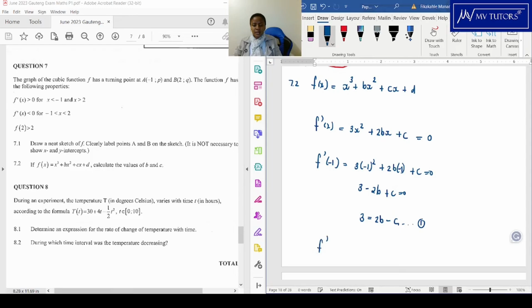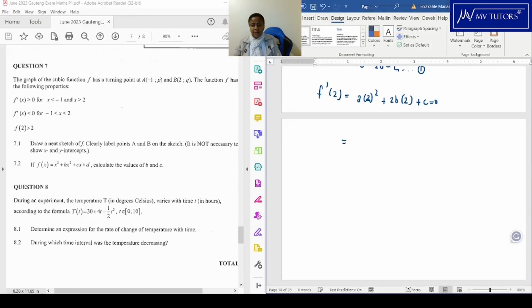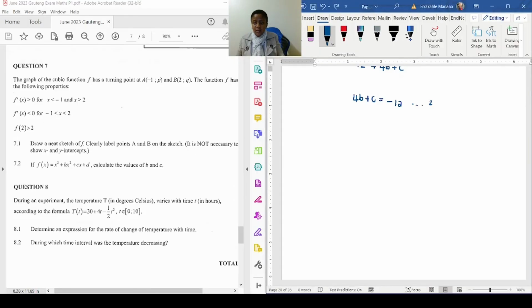And if I were to then substitute the other stationary point, which is 2, yes, I would then get 3 times 2 squared plus 2b times 2 plus c, and that's equal to 0. Okay, so now we have 0 is equal to 4 times 3, which is 12, plus 4b plus c. Okay, and I will then say 4b plus c is equal to -12. Okay, so this is actually equation number 2.